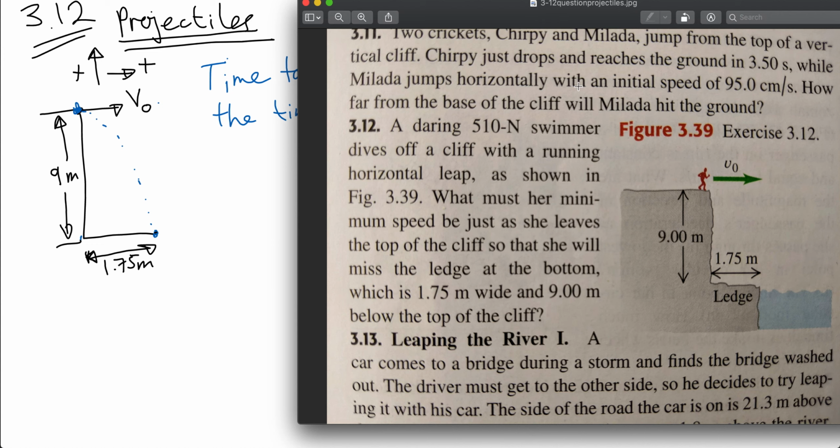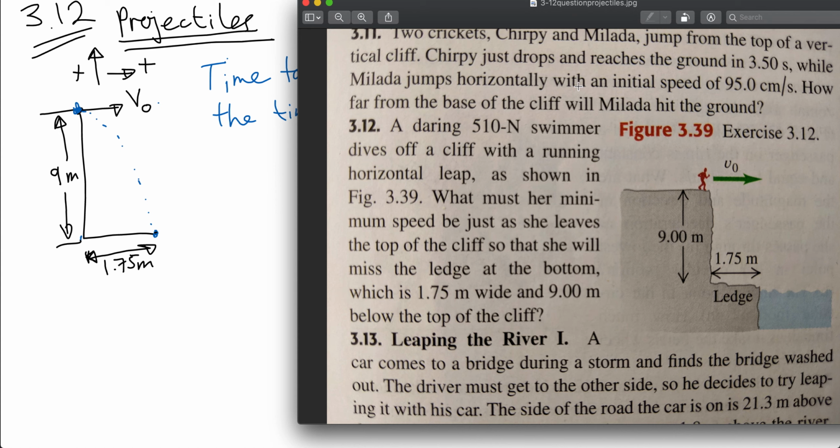Here's problem 3.12. A swimmer dives off a cliff with a running horizontal leap. That 510 newtons is completely irrelevant information. This is kinematics, which means we don't need to know anything about the forces, and 510 newtons is the weight of the person. In kinematics, we can work everything out.